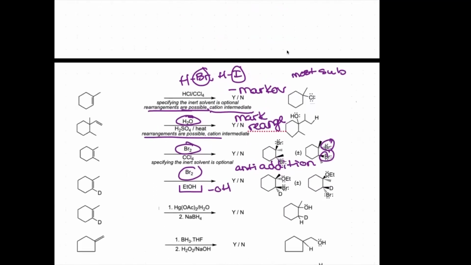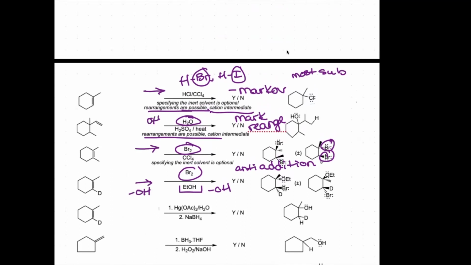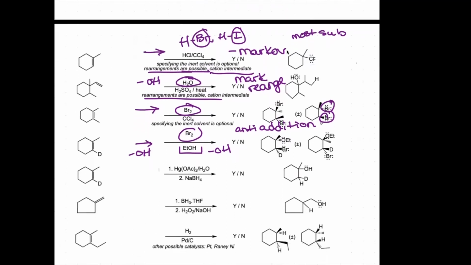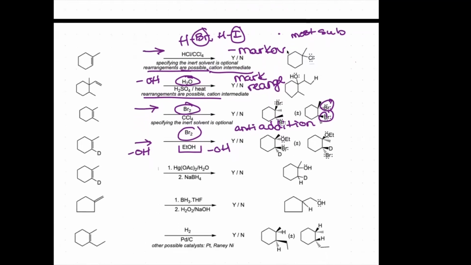And it will be anti-addition, but we're adding an alcohol, EtOH. So we're trying to add the alcohol just like up here. Here we're adding the halogen, here we're adding the halogen, here we're adding an alcohol, and here we're adding an alcohol, right? Hydration reaction, okay? So these are Markovnikov with cation rearrangement, most likely.